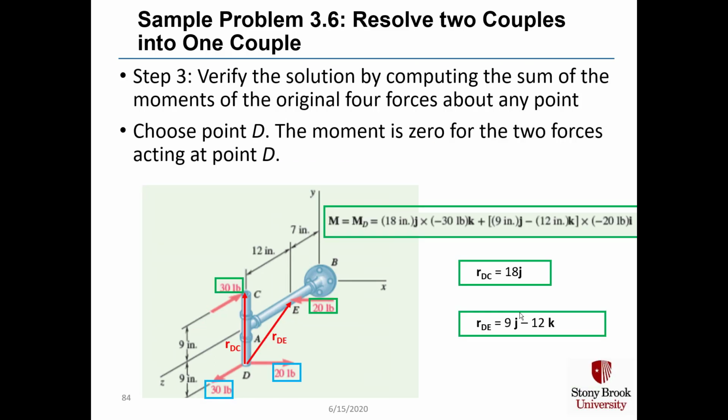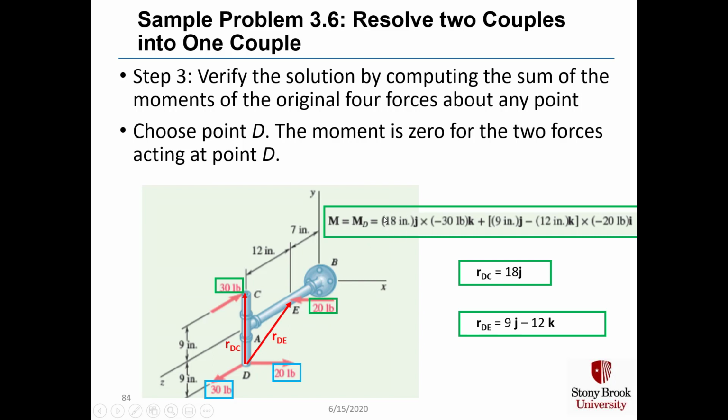In step 3, we verify the solution by computing the sum of the moments of the original 4 forces about any point. And we choose point D because 2 of the forces act at point D and will have 0 moment. We need to calculate the moment of this 30-pound force with this position vector r sub DC, and we need to calculate the moment of this 20-pound force acting at point E with the position vector r sub DE.